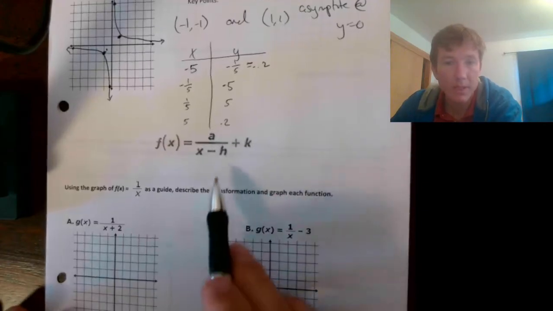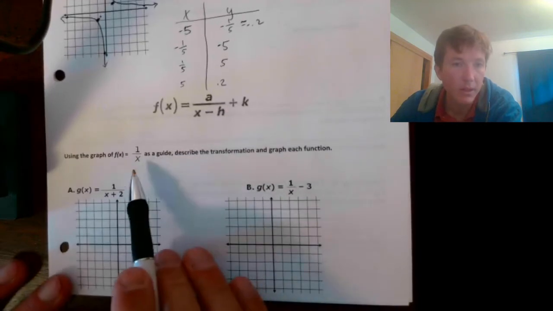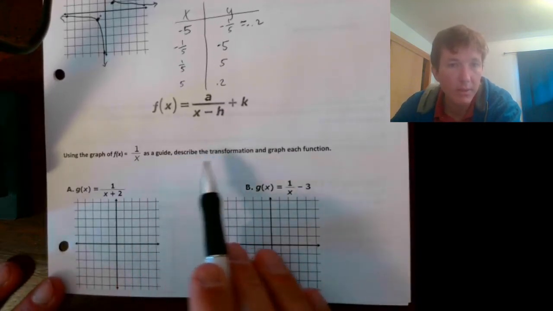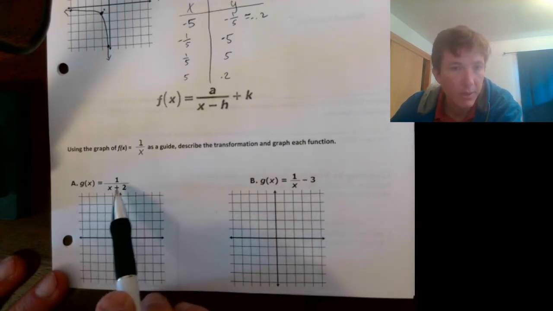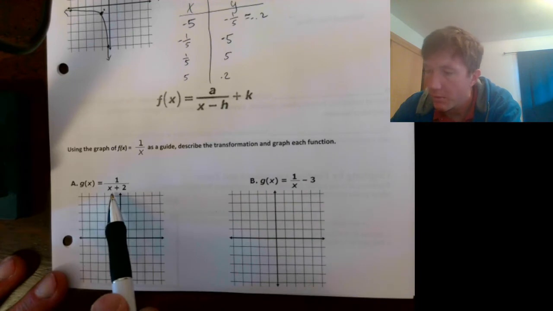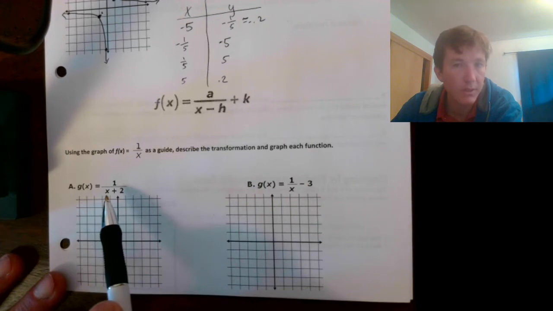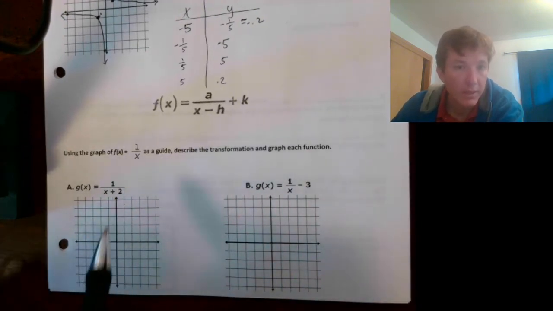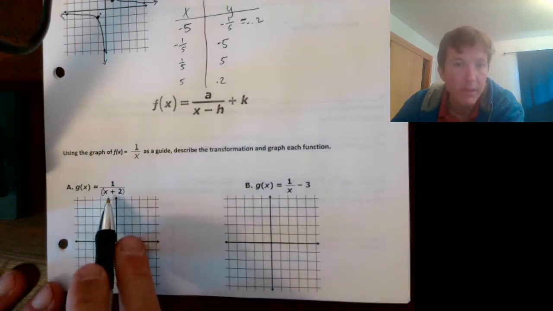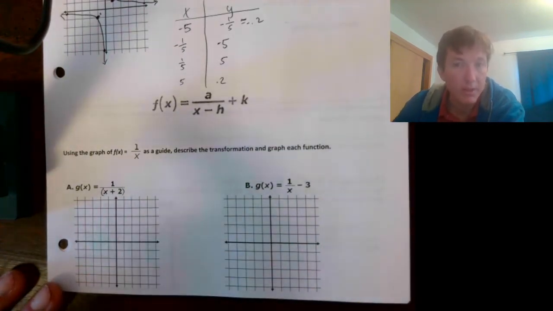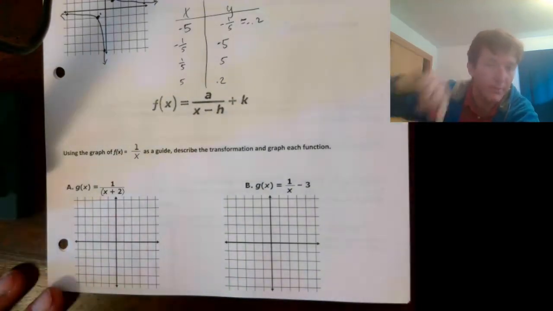Alright, so moving on, we have our basic transformation stuff here. A over x minus h plus k. Using the graph of 1 over x as a guide, describe the transformation and graph each function. So I have g of x is equal to 1 over x plus 2. What's happening to our x's? Think back to every other transformation we've ever done here. When it's affecting the x, think of this like a parenthesis right here. Okay, so this isn't the argument. If it's x plus 2, think opposite. So this graph is actually moving to the left. Well, that looks like the right, so it's going to the left.